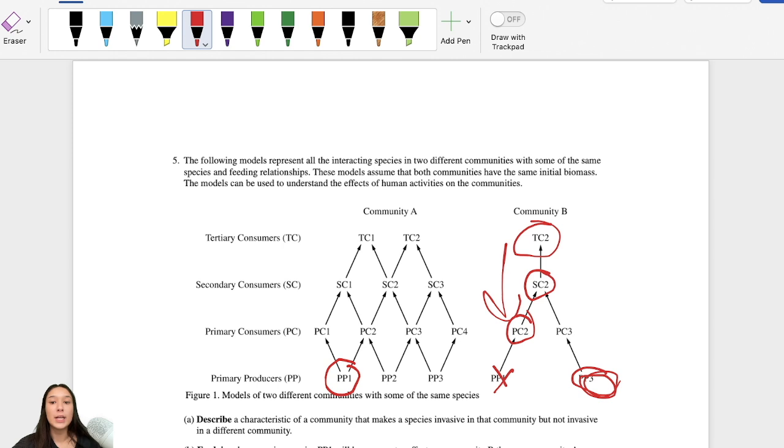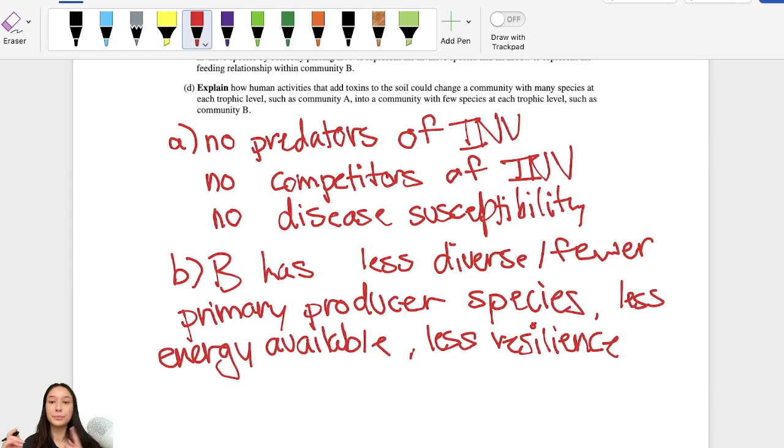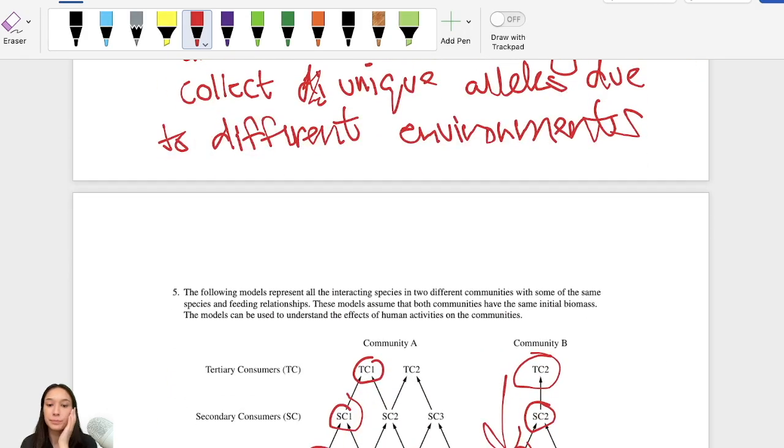If you knock out PP1, it just basically affects less of the chain, right? Because there are so many other energy pathways. You're only really going to affect PC1 really strongly. These ones are going to be somewhat affected, but again, because you have these two other food sources, it's going to be more resilient. Okay, so you can say that, less diversity, you're going to have less energy available. If there's fewer producers, there's going to be less species diversity, less resilience. And then you can also say that more members of the chain are affected. Again, that's also just because there's less diversity. Okay.